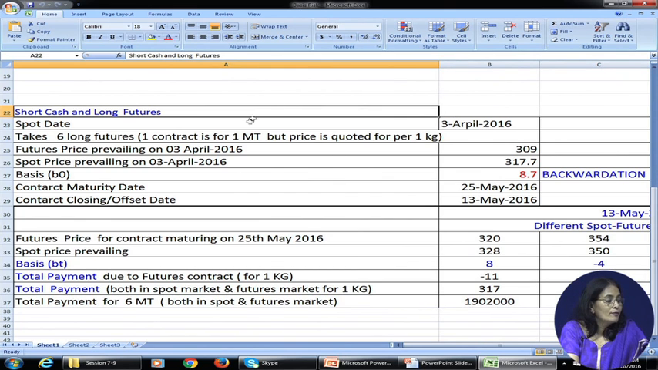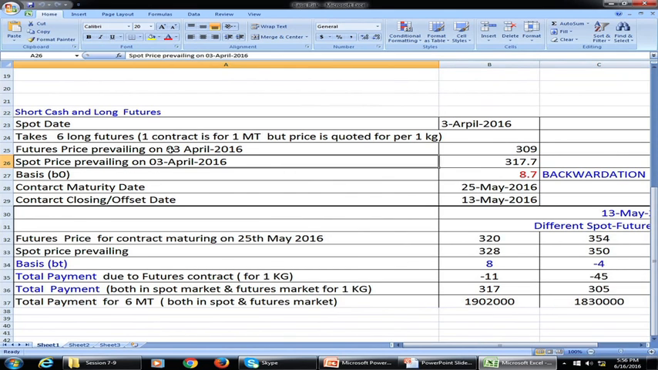So what is the spot date? The spot date is 3rd April, and he would like to square up his open position on 13th May. The contract maturity date is 25th May, and what is the futures price prevailing? 309. What is the spot price prevailing?